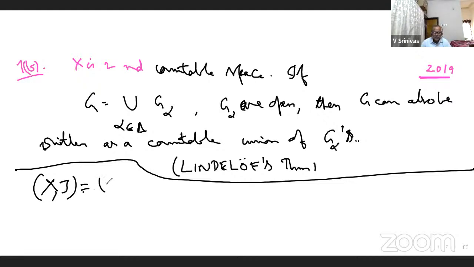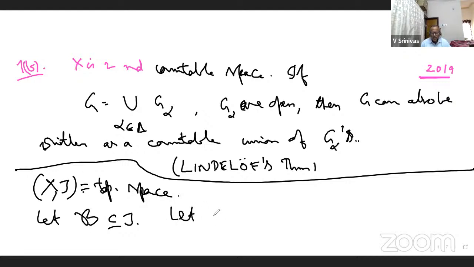Let this be a topological space. And then let script B be a subset of tau. Let G be any open set. If you can write this G as a union of members of script B, then we say this script B is a base. Any arbitrary open set in this topology, if it is writable as a union of certain members of script B, we say such a collection script B is a base.